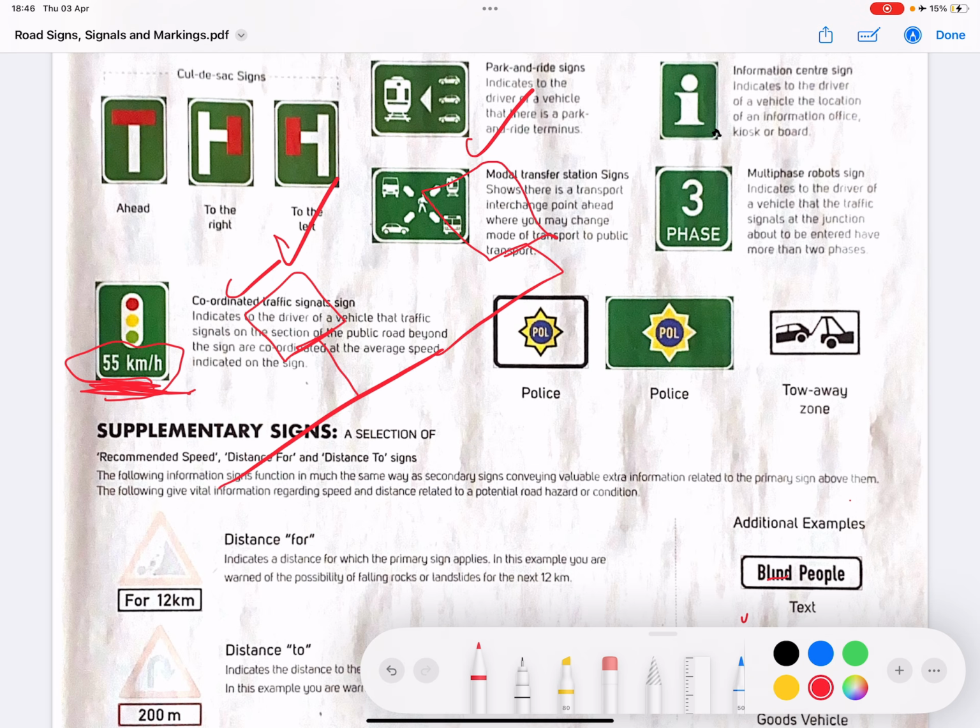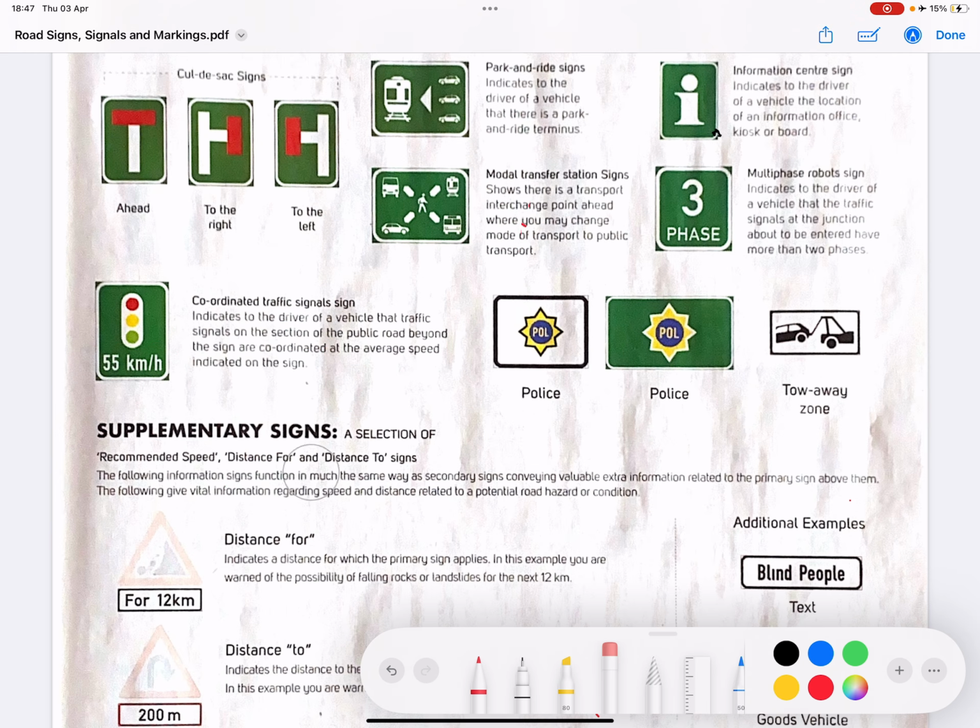So these traffic signals are synchronized to display the same signal. When this traffic light A says green, this one will also say green. So if you keep your speed at 55 kilometers per hour, you'll find this one green and that other one green. That's what this sign is telling you. Okay. All right.